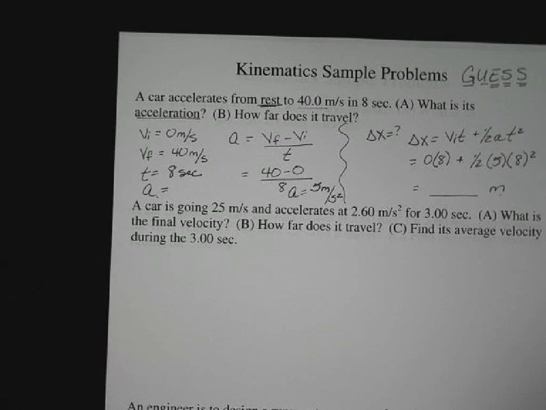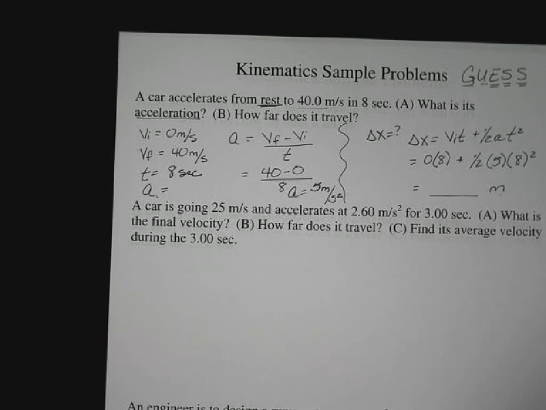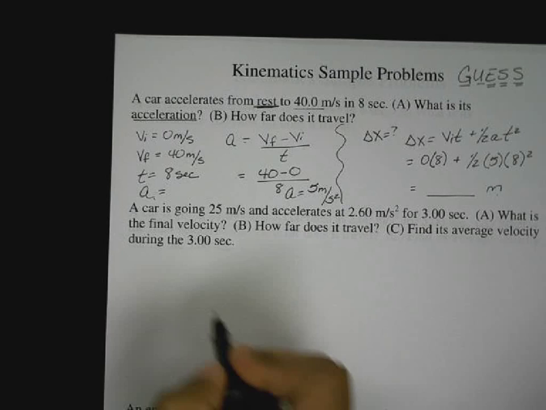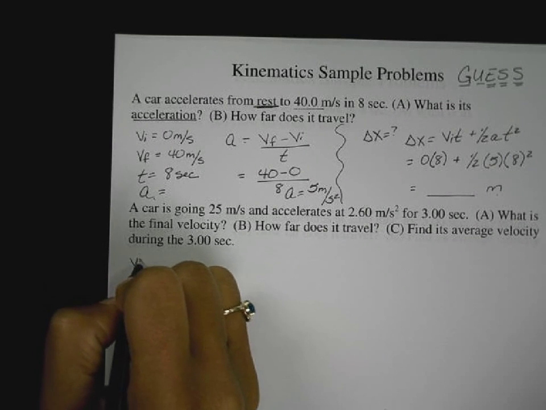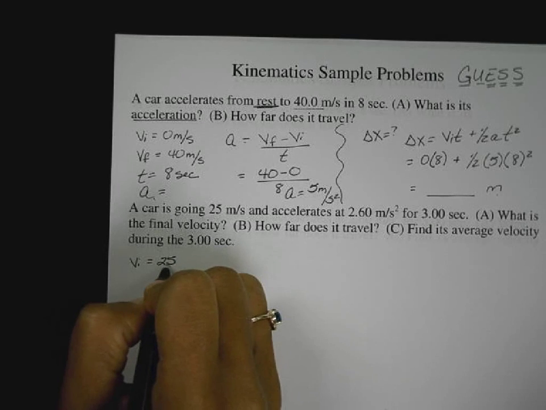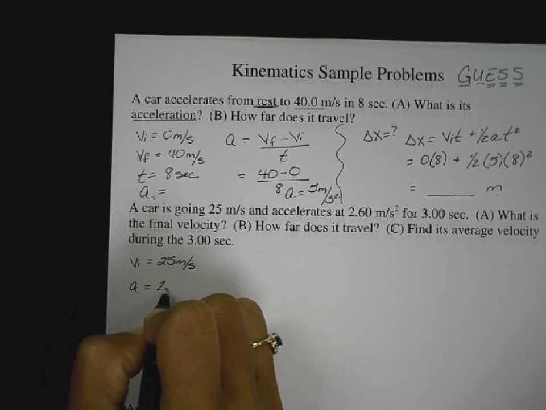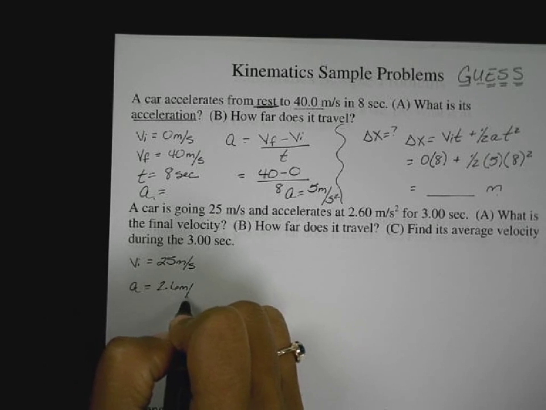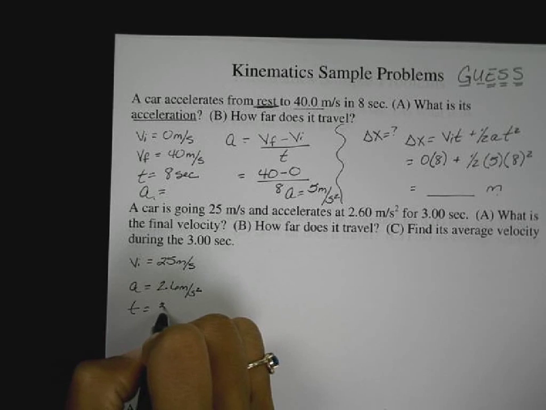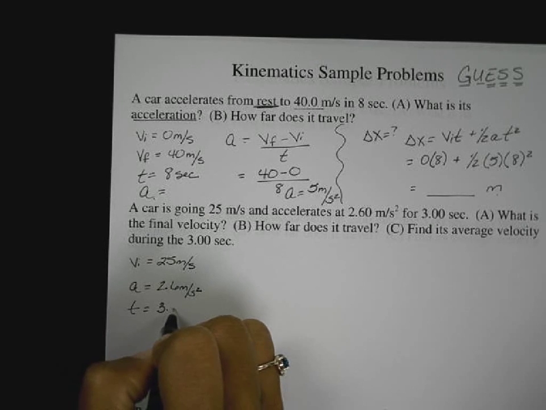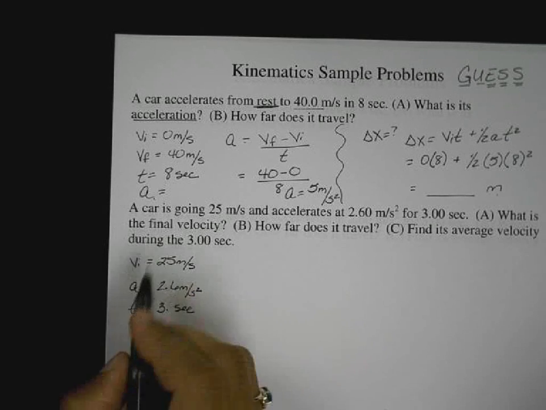A car is going 25 meters per second and accelerates 2.6 meters per second squared for 3 seconds. So let me list my givens. I have an initial velocity of 25 meters per second. I have an acceleration of 2.6 meters per second squared. I have a time of 3 seconds. And the first one is A, what is the final velocity?